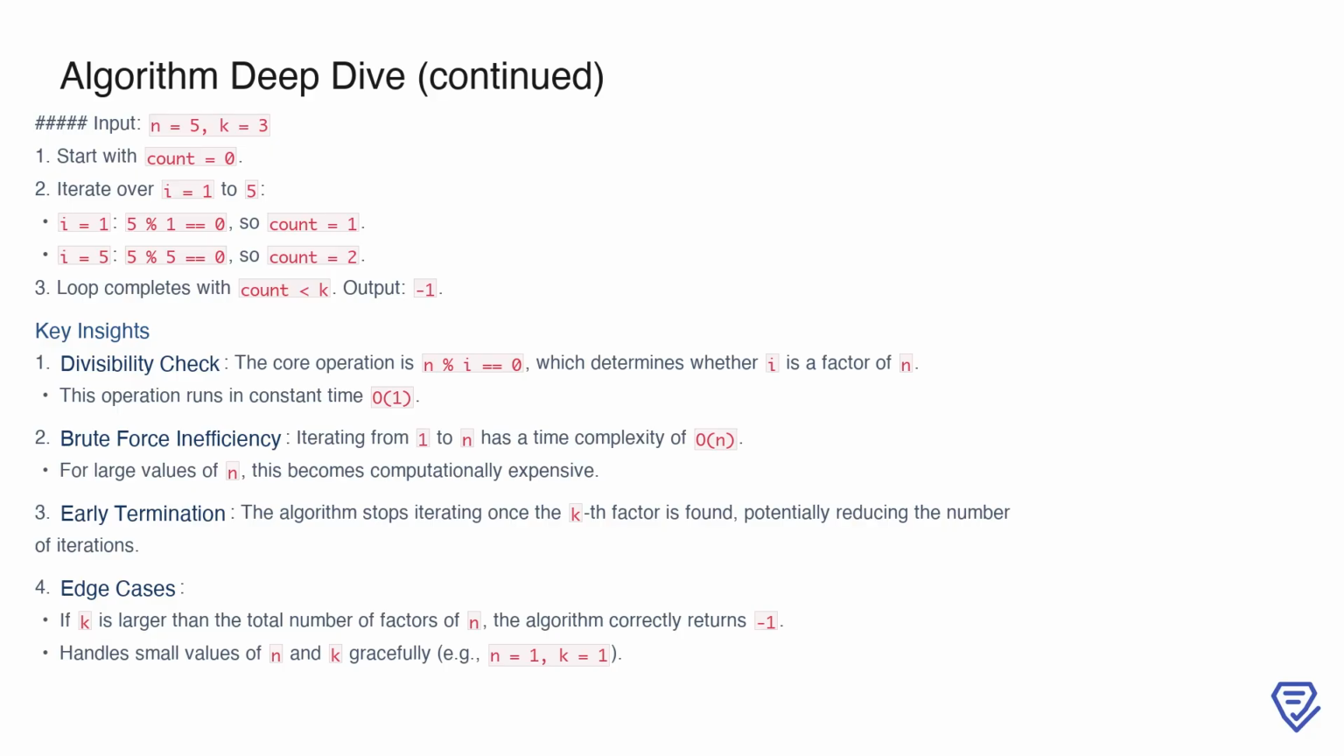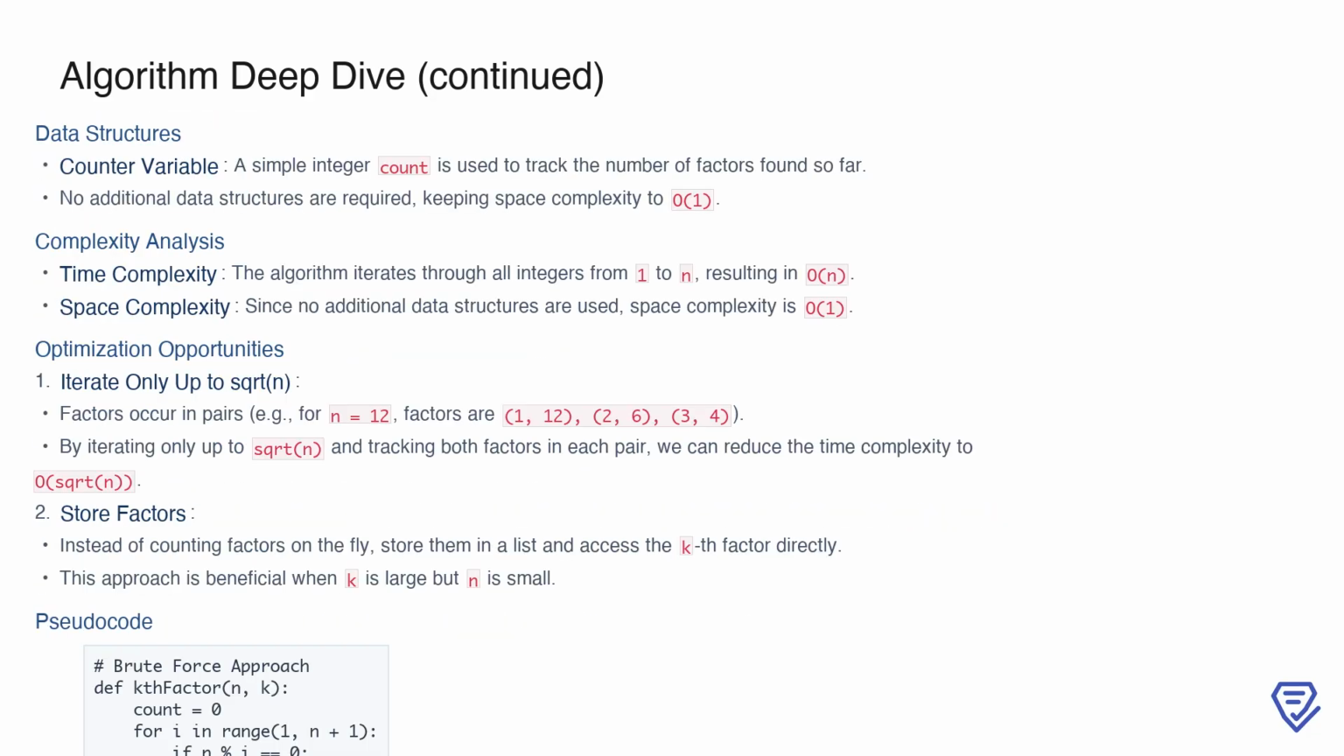Finally, it handles edge cases gracefully, such as when k exceeds the total number of factors or when n is very small. In terms of data structures, the algorithm is minimalistic. It uses a simple integer variable count to track the number of factors found so far. No additional data structures are required, which keeps the space complexity at O(1).